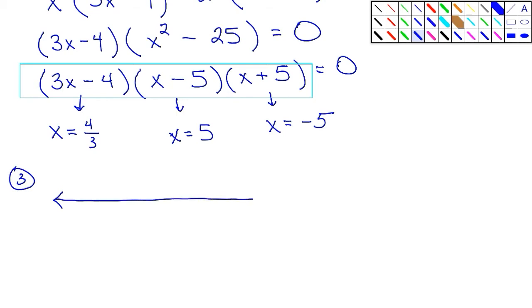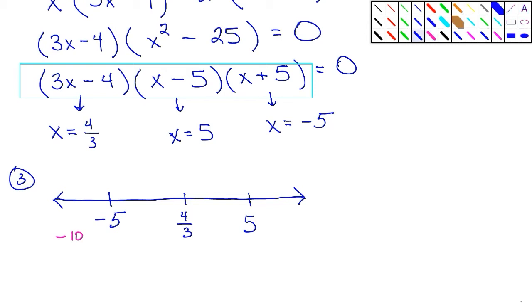Now the sign chart is a number line. So you need to put all the numbers in numerical order. So it goes -5, 4/3, and 5. And now let's pick a number to test. I'm going to test at negative 10. Why not? It just has to be a number between negative infinity and negative 5.